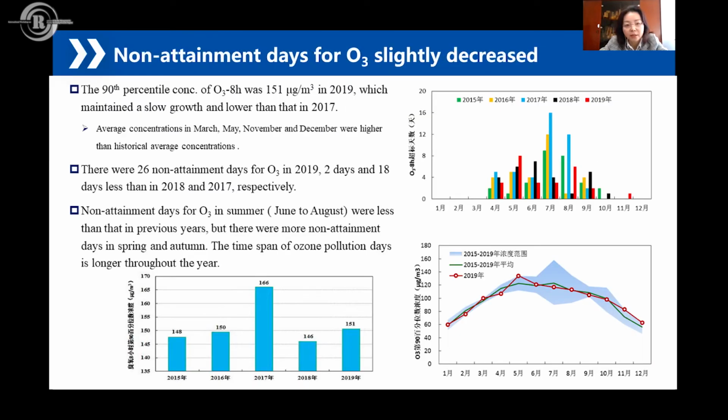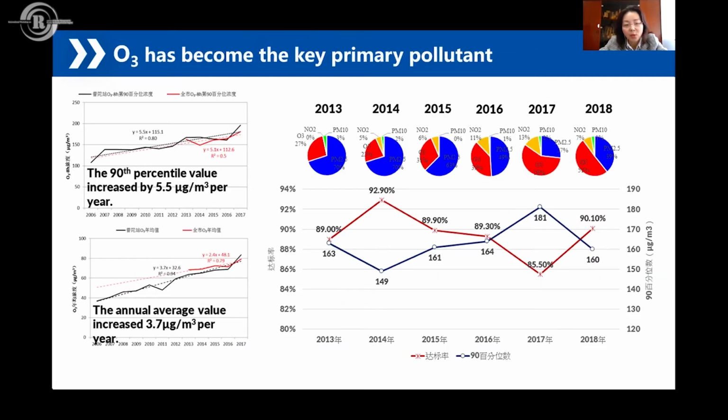Another key characteristic of ozone in the area is that the ozone 8-hour maximum 90th percentile concentration reached 151 micrograms per cubic meter in 2019. Maybe it's quite similar to the Pearl River Delta region. Ozone has become the key primary pollutant in the Yangtze River Delta. So this is the data in Shanghai.